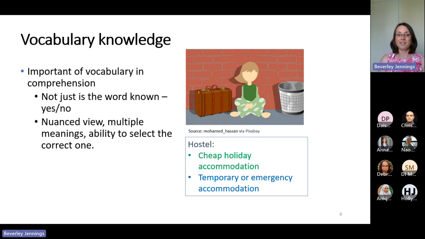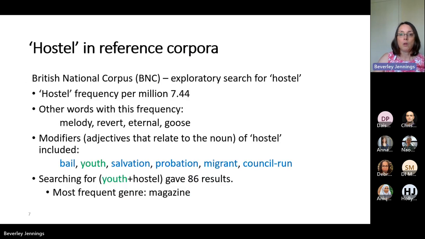But what they didn't realise is that there was another meaning that they didn't have access to. And so in order to access the text properly and comprehend it fully, they needed to have a nuanced view of that word, know that there are multiple meanings, and select the correct one from their bank of words. So I started using corpus linguistics to explore this and see what the issue was with this word hostel.